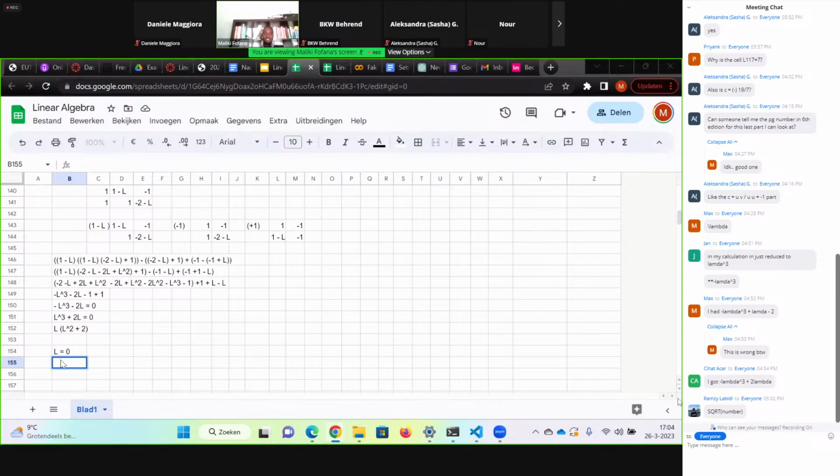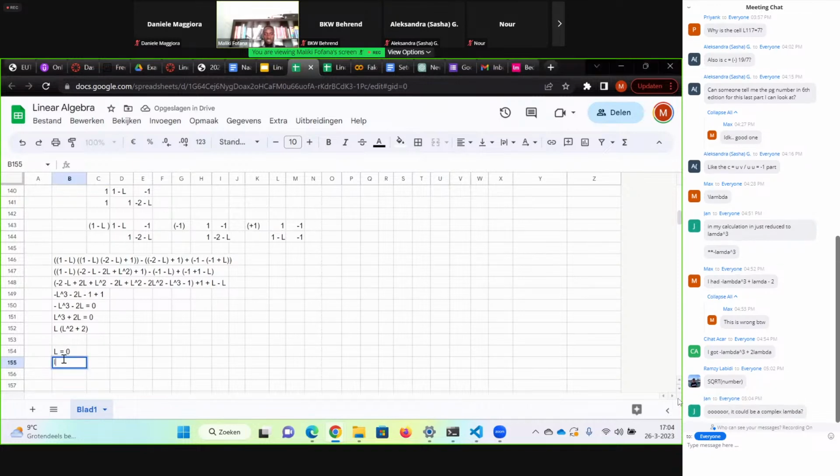But the answer that you should get is, as Jan already said, L equals, so SQR was said. So I take the square root of 2, but then I can say plus or minus.